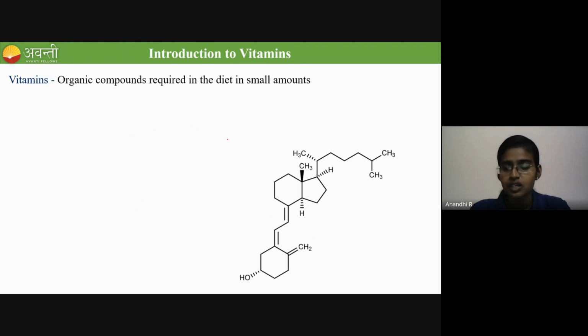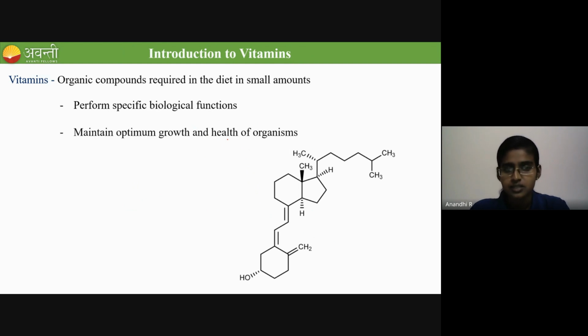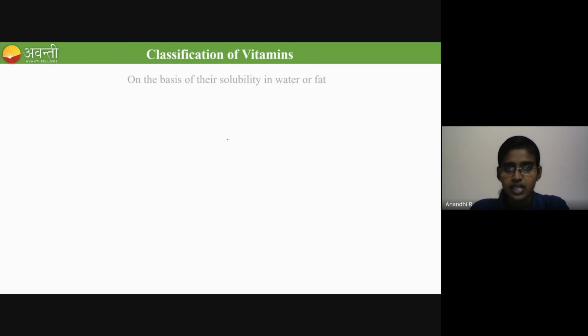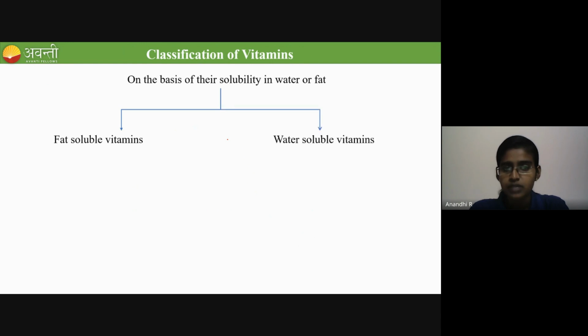So every day we need all kinds of vitamins in our diet, which have to be taken only in very small amounts. Okay. Excess of vitamins also leads to some disadvantages. So vitamins perform specific biological actions and they maintain the growth and health of an organism. Now I'll classify these vitamins into two. First classification is fat soluble vitamin based on their solubility, and the second is water soluble vitamin.